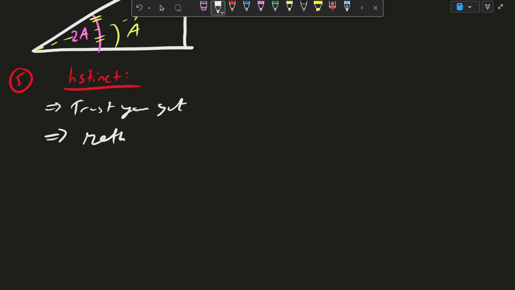So note that it's pretty much the same methods, used similarly in all question styles. So you need to be able to trust your own algebra and also make assessments on the answer.